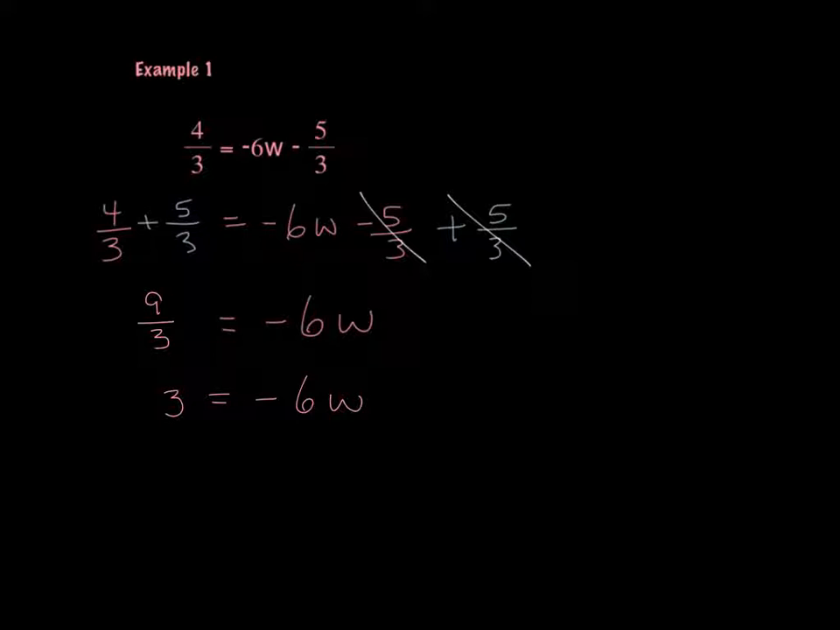And just like before, now, look at that, we no longer have any fractions, but just like before, we'll divide both sides by the negative 6. I'll do that in blue. Do that to both sides. And on the right-hand side, those two negative 6's cancel out, leaves us just with a w. And on the left, 3 divided by negative 6.